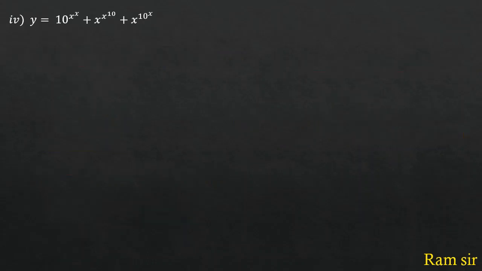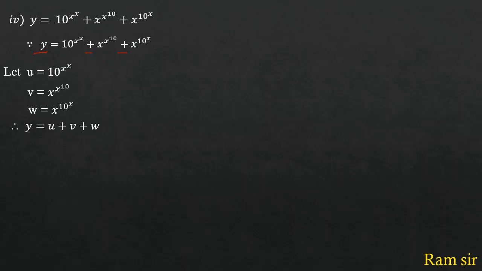Let us discuss. We have 10 raised to x plus x raised to 10 plus x raised to 10 raised to x. 3 terms are there. Let us copy them. And again in between we have a plus sign. We cannot apply log directly. So we take the first one as u, which is 10 raised to x. Second one as v, which is x raised to 10. And third one is w, x raised to 10 raised to x. So y is equal to u plus v plus w.